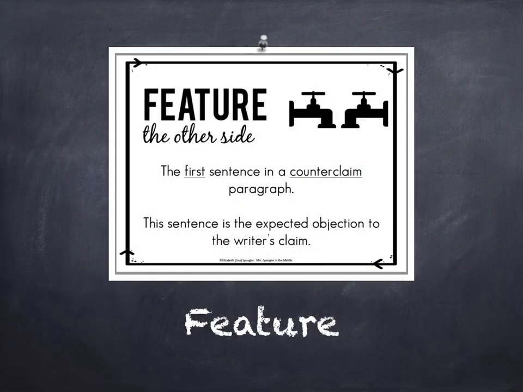The first component of your counterclaim is called Feature the Other Side. This sentence kicks off your counterclaim paragraph by describing an expected objection to the writer's claim. For example, in the previous lesson, we talked about chocolate milk and vitamins and minerals. There could be a counterclaim that chocolate milk is not a strong source of vitamins and minerals, and therefore schools should not serve it. That is an example of a counterclaim.